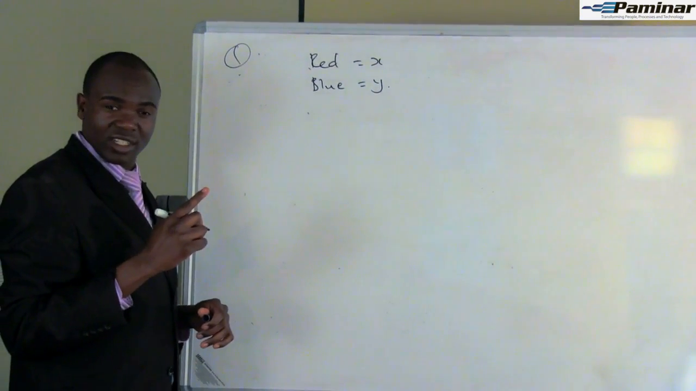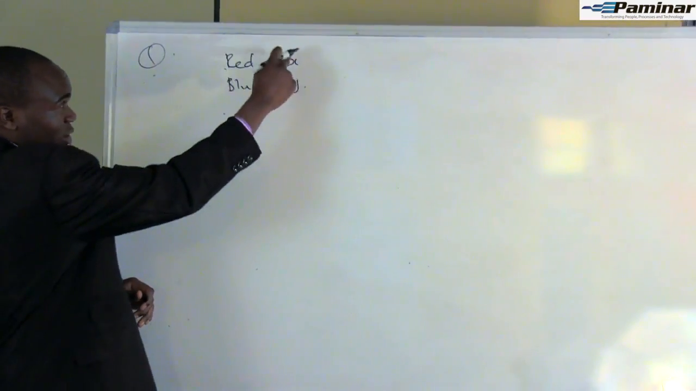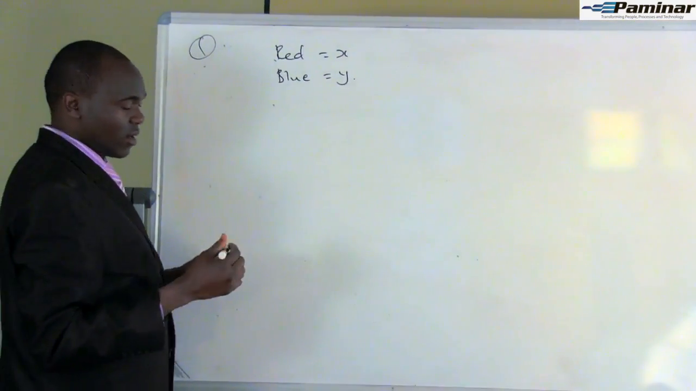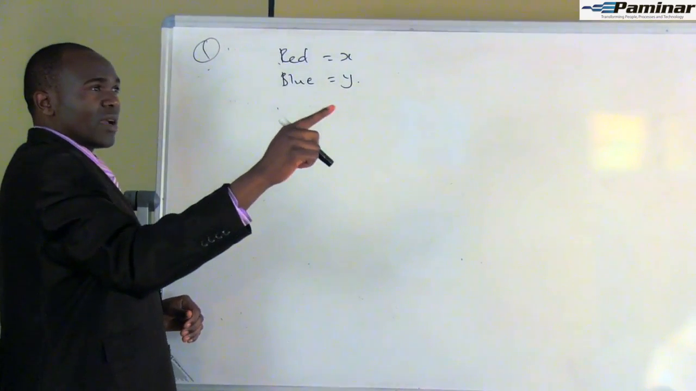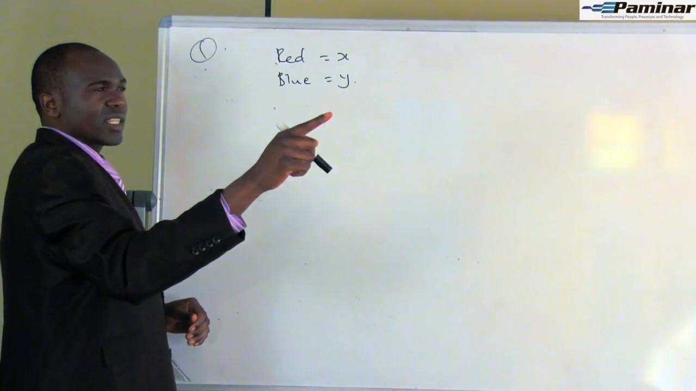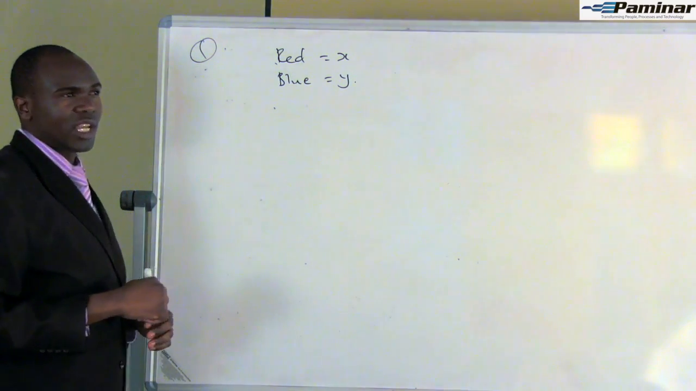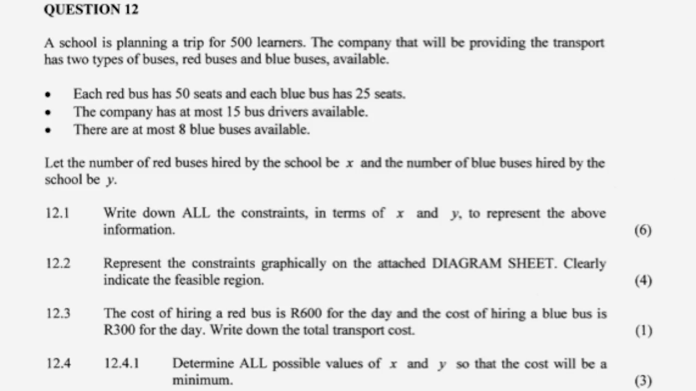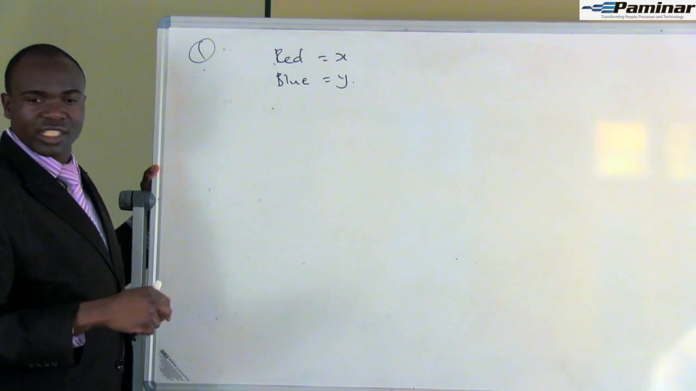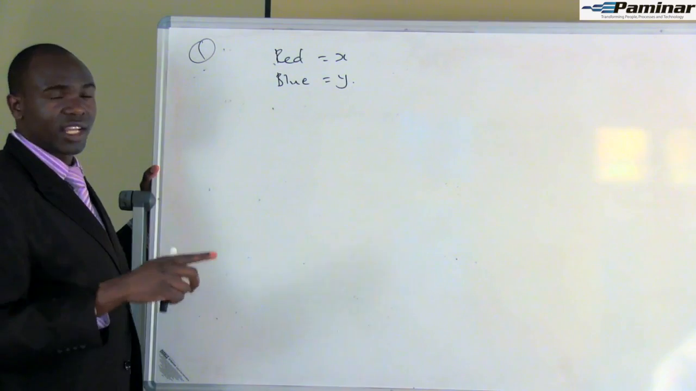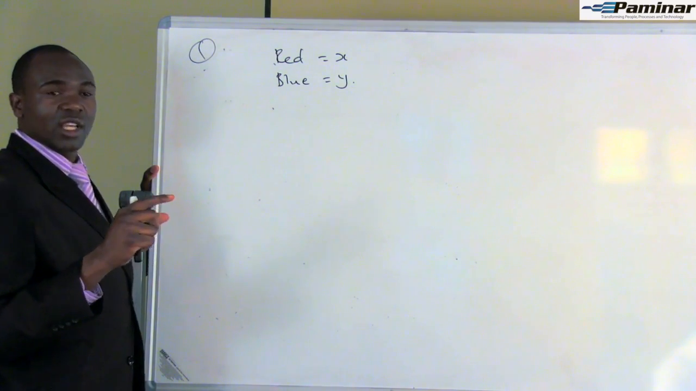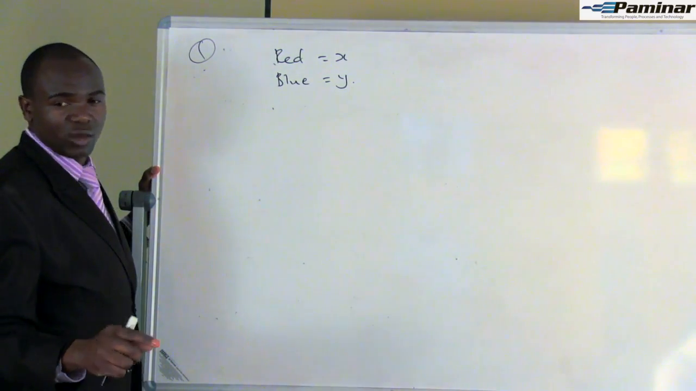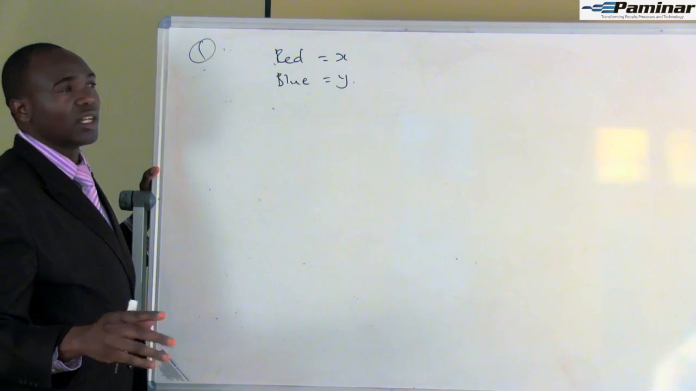Remember, don't make your own question. Don't make your own variables. You are told, follow that. Now it says: let the number of red buses hired by the school be X and the number of blue buses hired by the school be Y. Now, write down all the constraints in terms of X and Y to represent the above information. Check those three conditions that you are given. That's the constraint. Now you need to express them as inequalities. Don't put an equal sign on them.